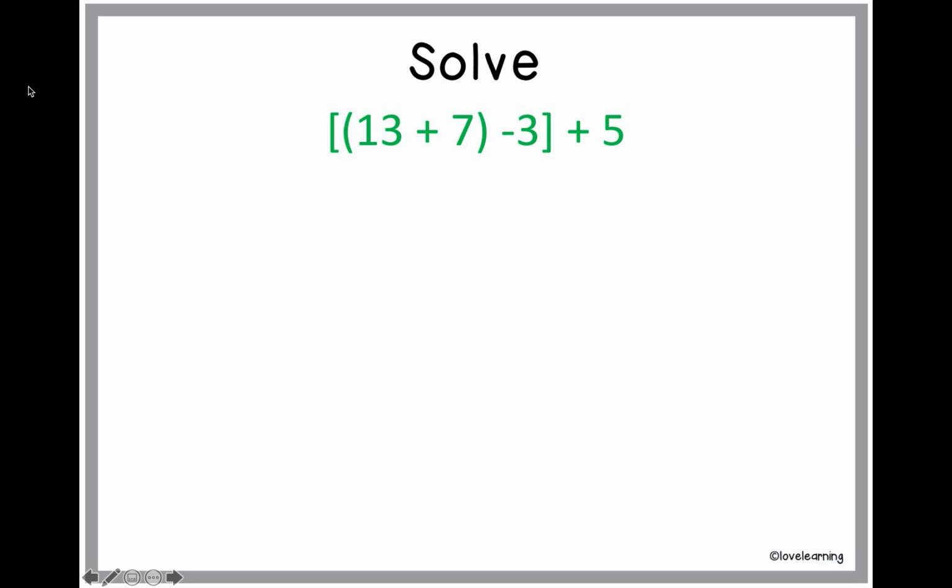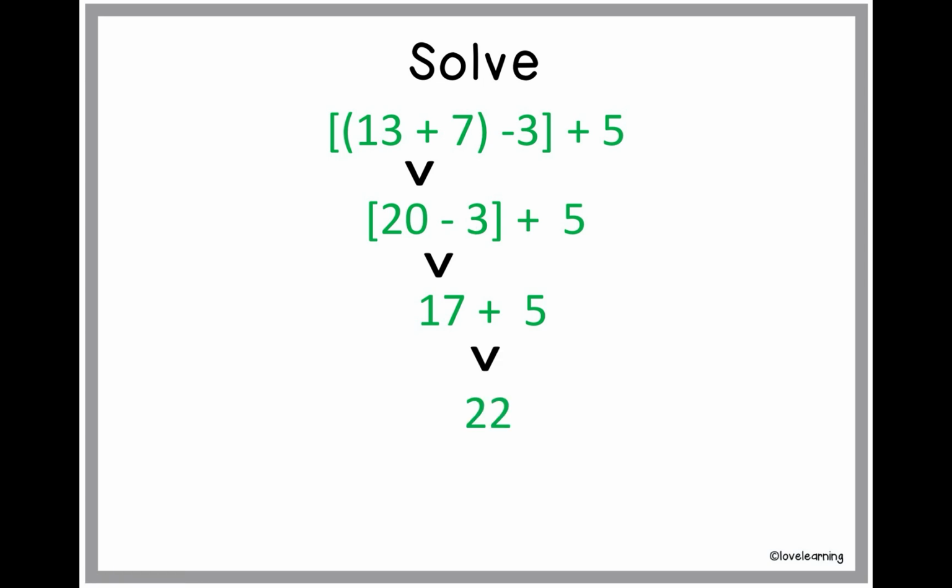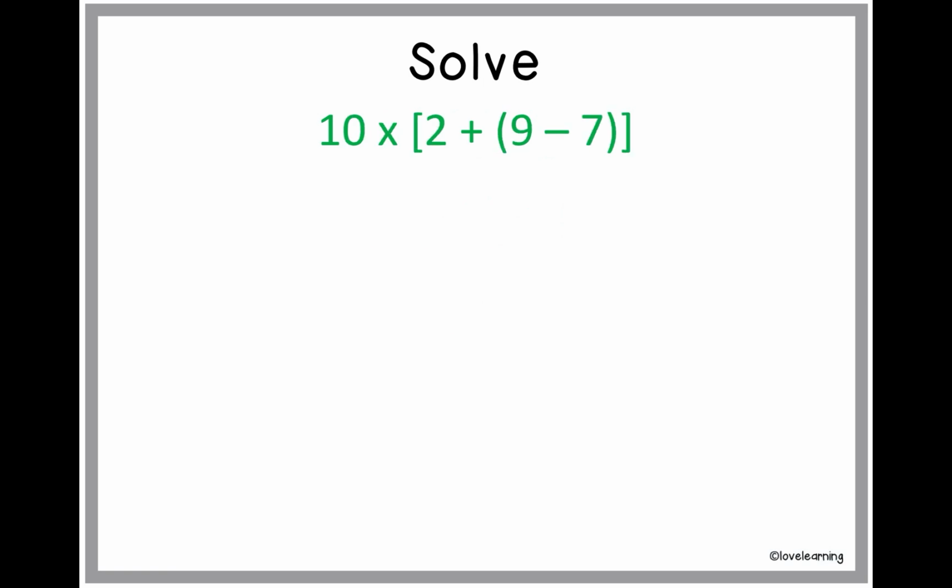Pause me, do this problem, and then you can check your work. Remember, you're going to do the parentheses first, then the brackets. All right, 13 plus 7 is 20. Then 20 minus 3 is 17. 17 plus 5 is 22. Did you get a tally? Here comes the next one.